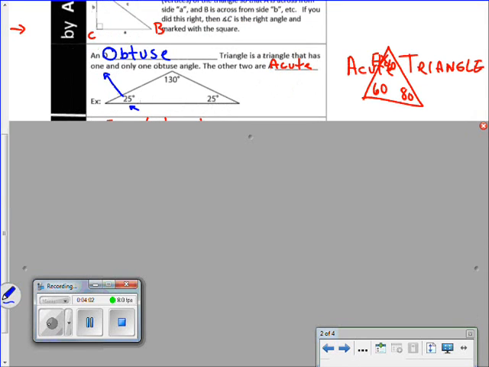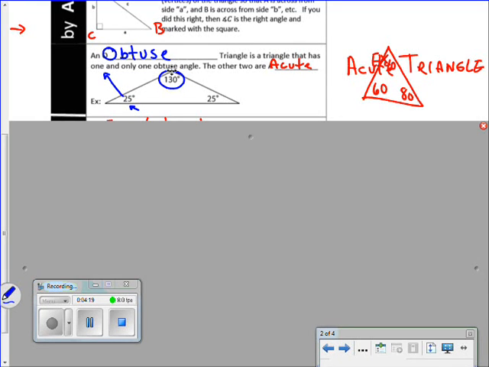Let's move on. All right, don't worry about the right-hand side. But anyway, we have an obtuse triangle is the next one, and the obtuse triangle has an angle that's, it only has one and only one that is over 90 degrees. The other ones are called acute angles, or less than 90.